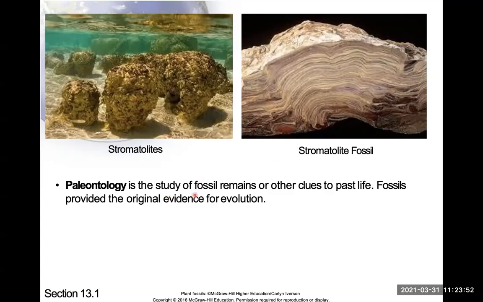Paleontology is the study of fossil remains or other clues of past life. So this would be an example. And then the fossils, they provide the original evidence for evolution. So stromatolite, please highlight this. I will ask you this on the exam, and I might ask you how far back can you go with this fossil? That's 3.8 billion years.